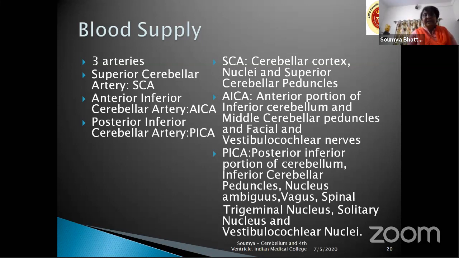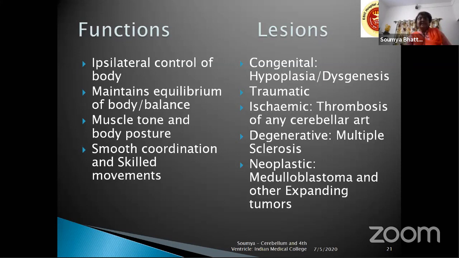So superior cerebellar artery, superior cerebellar peduncle, anterior inferior cerebellar artery to middle cerebellar peduncle, and posterior inferior cerebellar artery to the inferior cerebellar peduncle, corresponding veins. Therefore, we can see that the functions are, the cerebellum is meant for the ipsilateral control of the body, maintains equilibrium or body balance, and muscle tone and posture, and smooth coordination and skilled movements.